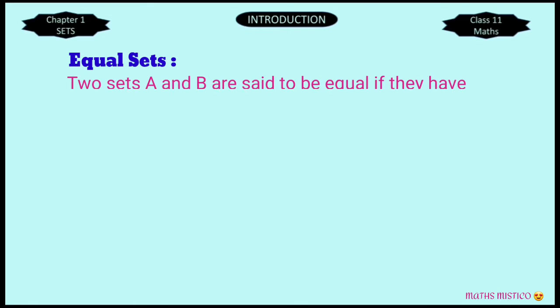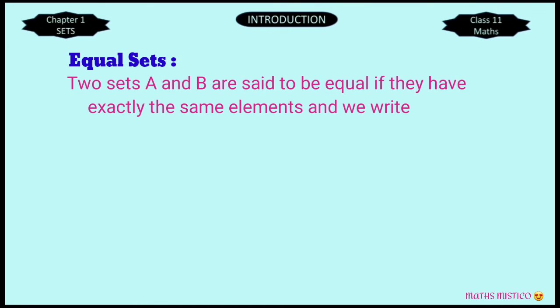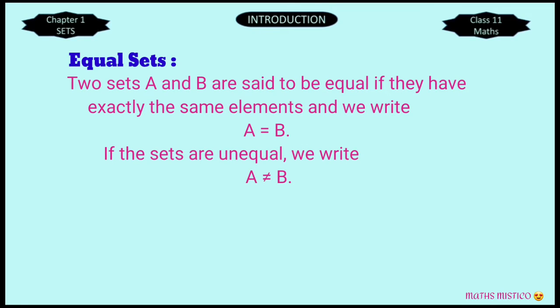Next comes the term equal sets. Suppose I have two sets A and B. If every member of A is also a member of B and every member of B is also a member of A, then we say that the two sets are equal and we write it as A is equal to B. This clearly means that the two sets have exactly the same elements which may have been written in different orders.